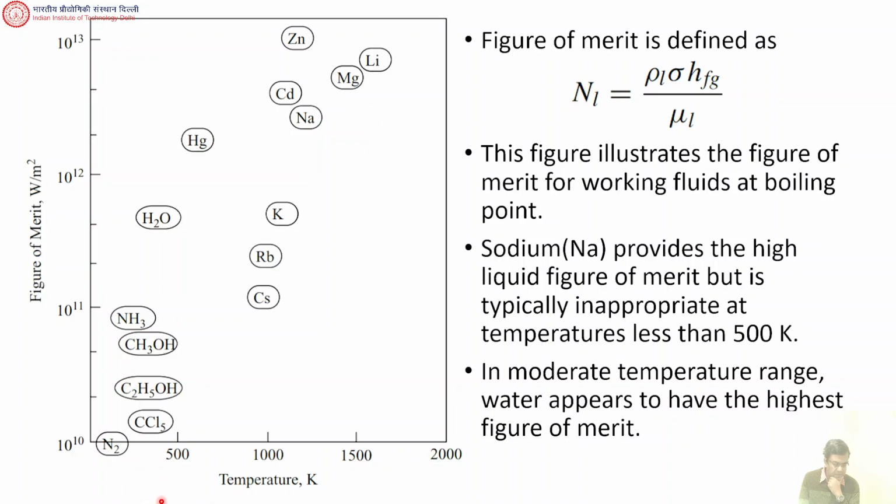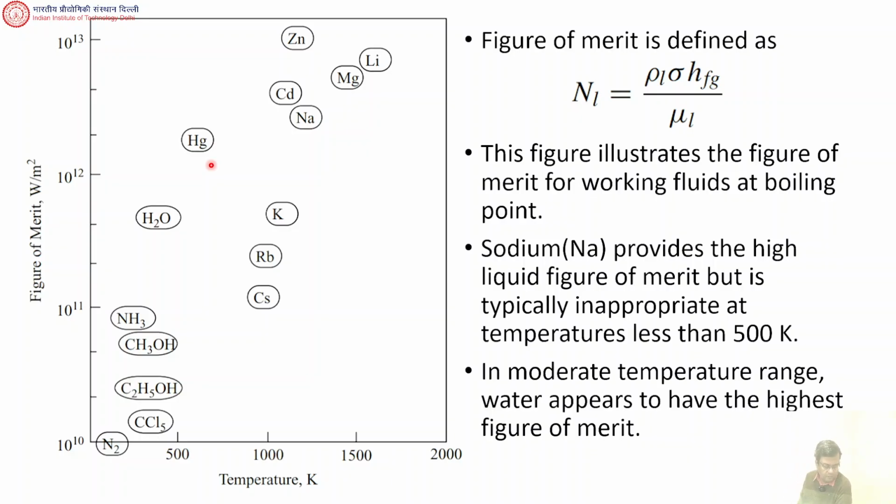So for example, you can see that if temperature is between like 300 to 500, water gives you a high value of figure of merit. Sodium is here, so sodium provides a high value of figure of merit, but this is also at high temperature. So sodium gives you a high value, but it's only at a high temperature. If you go to lower temperatures, the sodium figure of merit will drop.